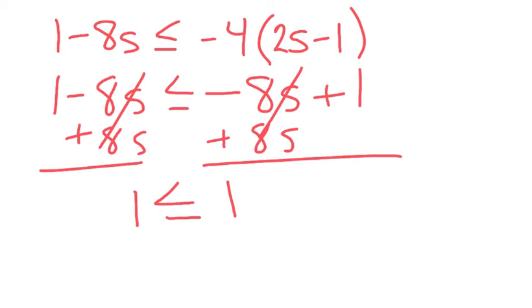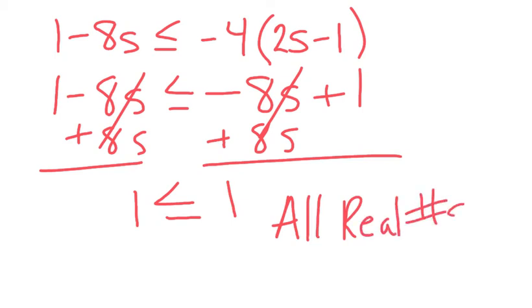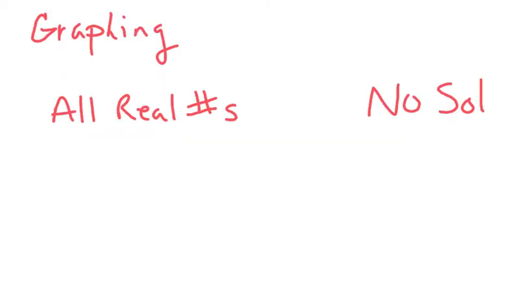So what that means, if it's always true, is that this answer is all real numbers. Remember, the same thing happened when we did solving equations. If it came out to something that wasn't true, it was no solution. If it came out to something that was true, it was all real numbers. Now, graphing. How do you graph all real numbers? And how do you graph no solution?